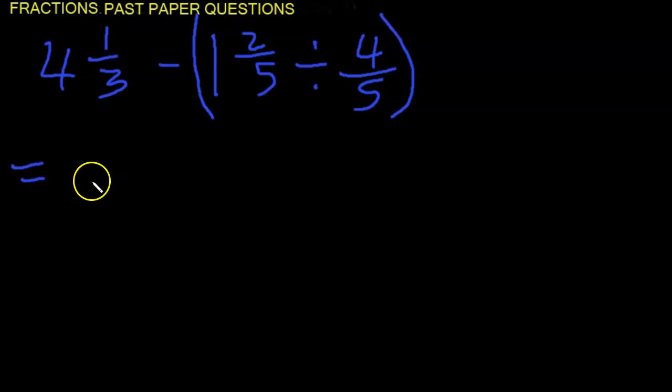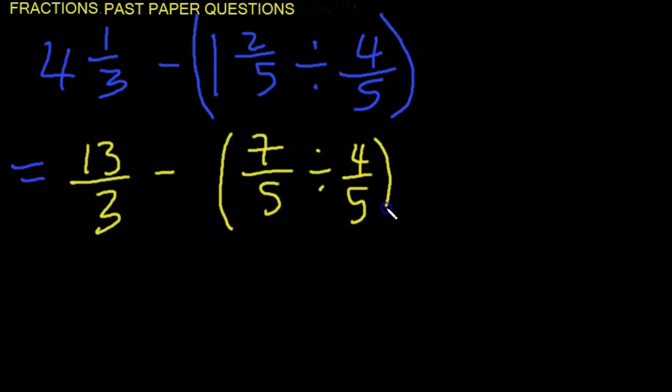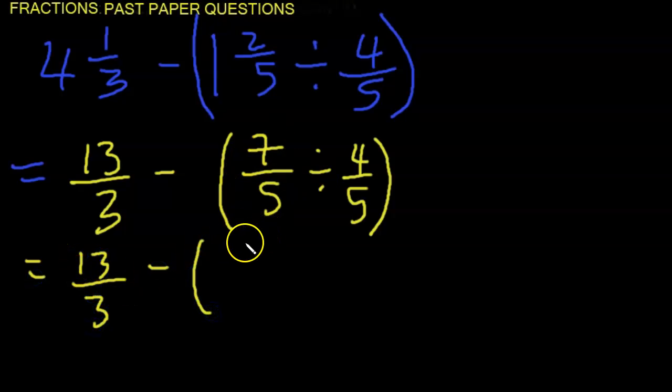So 3 times 4, 12 and 1, 13. Minus, I bracket that because I'm doing the division first. So 5 ones, 5 and 2, so that's 7 over 5. Divide by 4 over 5. So we have 13 over 3 minus, and then remember when you're dividing, we change it to a multiplication and we invert the one on the right hand side. So this is 5 over 4.